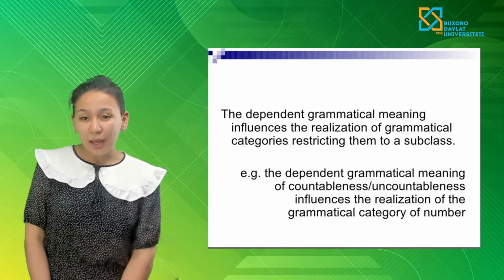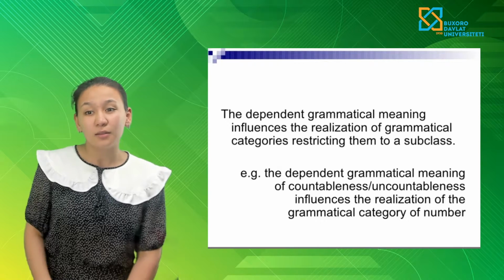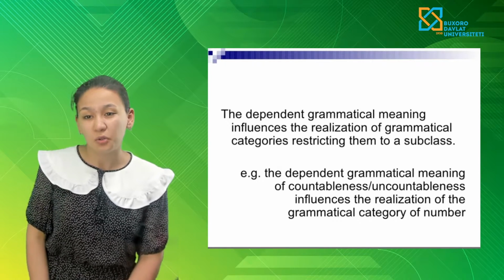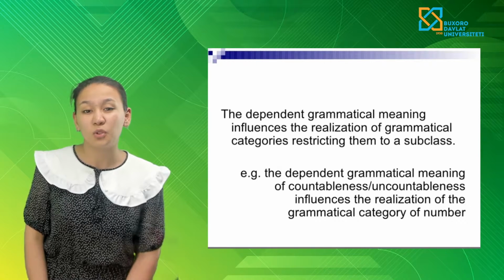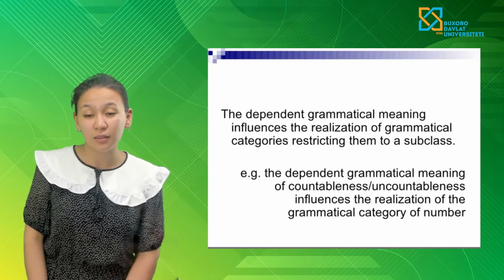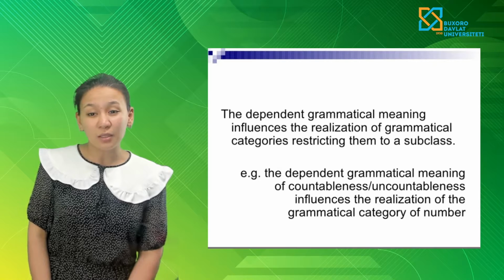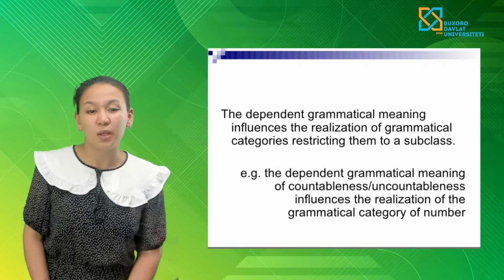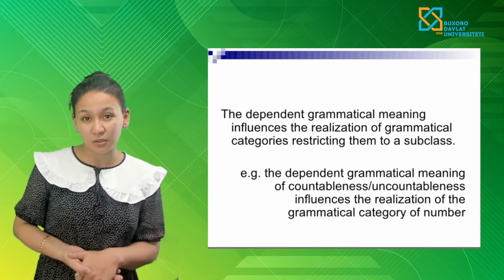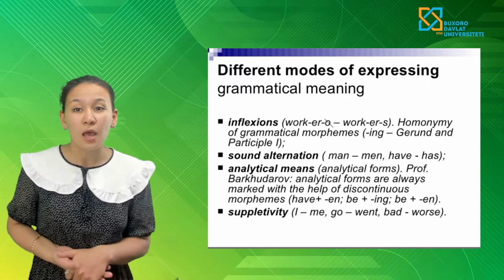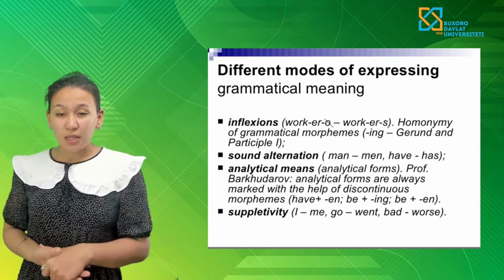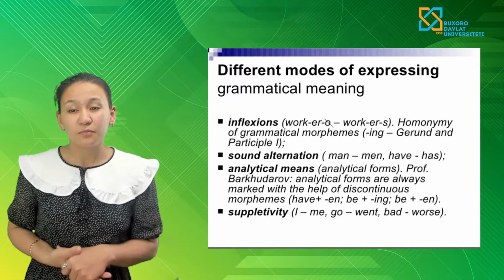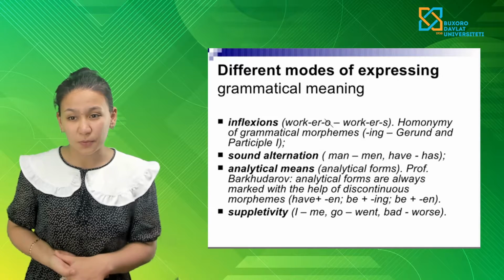Dependent grammatical meaning influences the realization of grammatical categories, restricting them to a subclass. For instance, the dependent grammatical meaning of countableness and uncountableness influences the realization of the grammatical category of number. There are some different modes of expressing grammatical meaning. These are inflections.